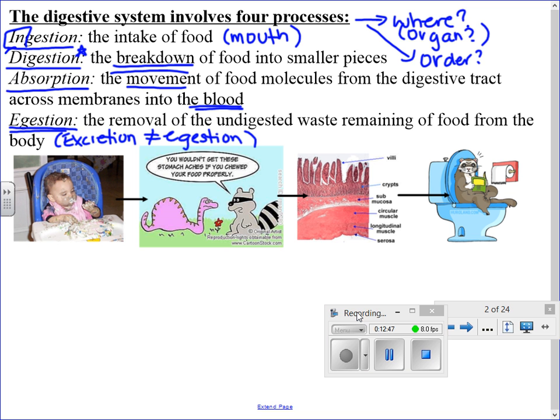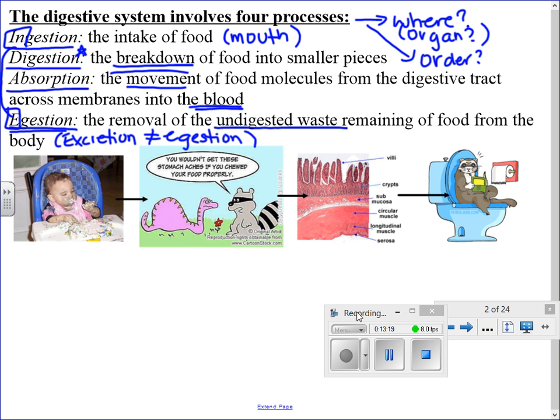Notice how it's like ingestion, but with an E for exit instead of an in for intake. Egestion is when you remove undigested waste remaining from food. And that's the key difference between egestion and excretion. Excretion involves a whole bunch of chemical processes where your body breaks things down to produce the things that are found in your urine. Egestion is stuff that your body didn't do anything to.